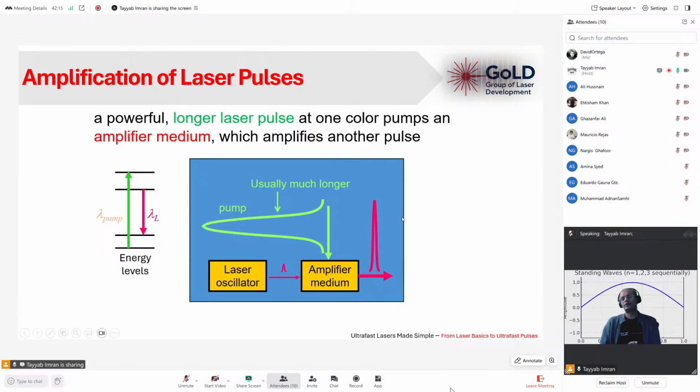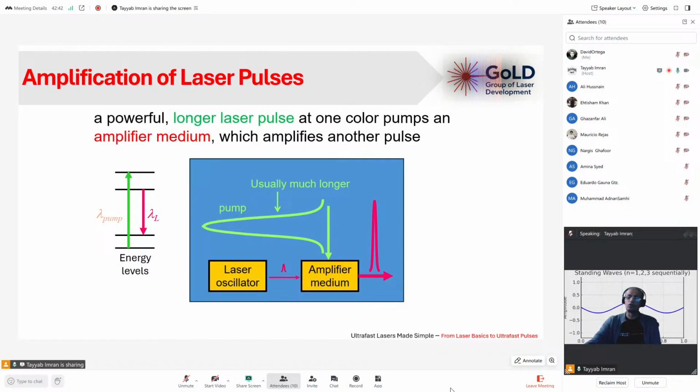Do you know that we need a pump to generate? We need a pump laser, okay, in case of oscillator, to generate the femtosecond or ultra short pulses. But this pump we also need in the amplifier as well.